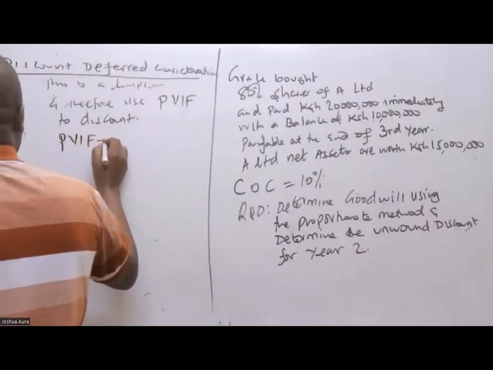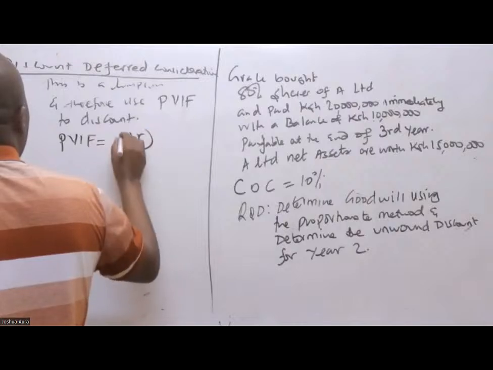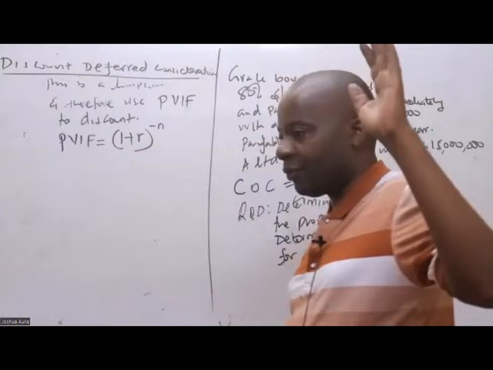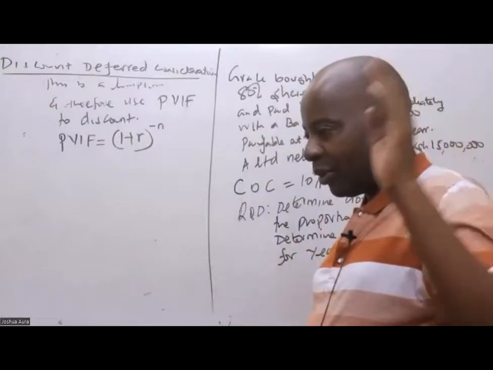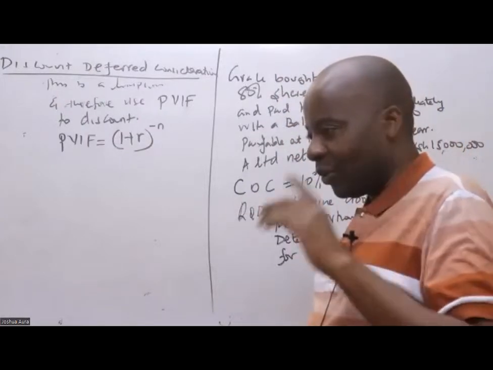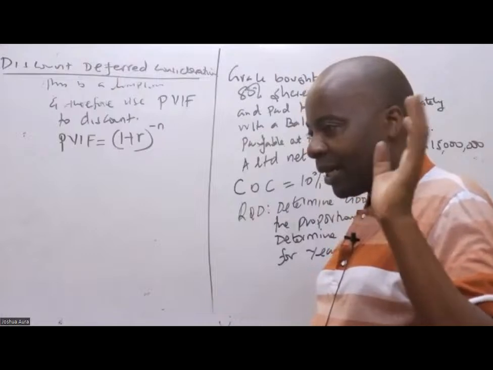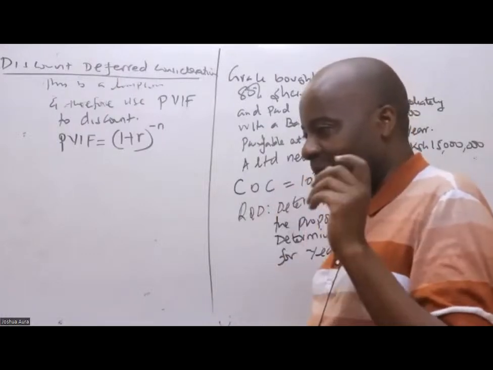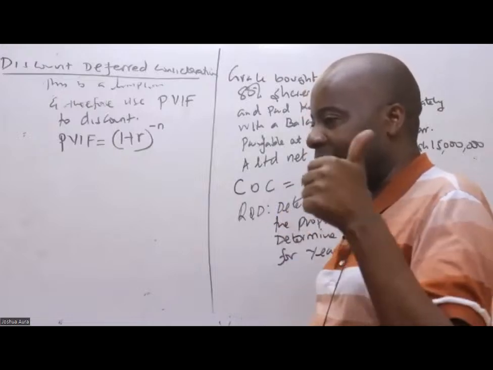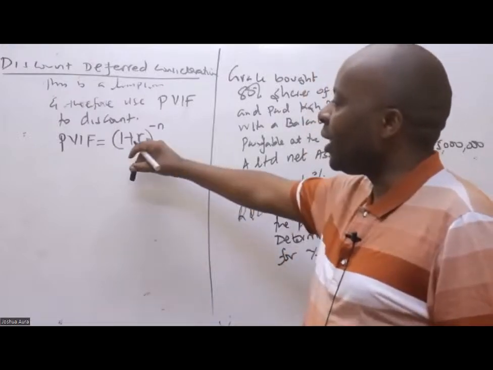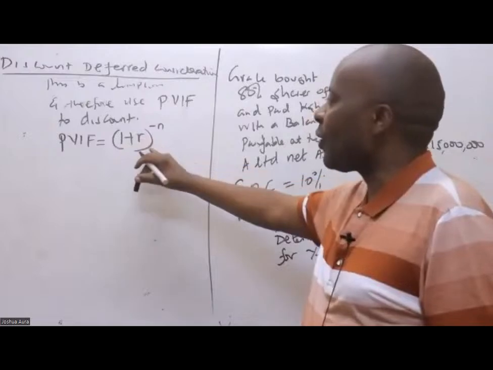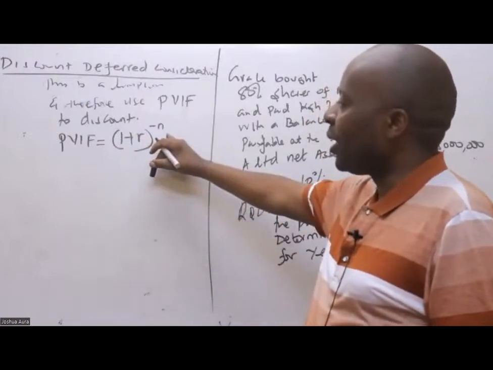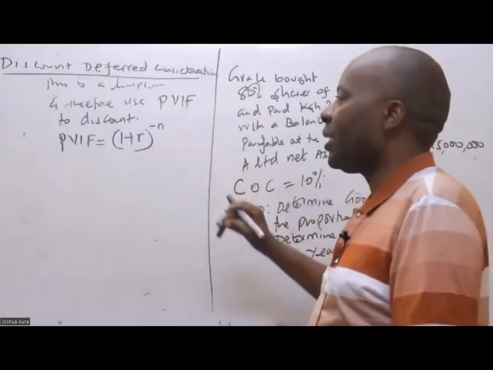I know that PVIF is 1 plus R raised to negative n. Is there anybody who is able to remember this formula? Well, we have PVFA and PVIF. PVIF is (1 plus R) raised to negative n. R is the rate of return, R is the cost of capital, and the cost of capital is 10%. N is the period. Grace will be paying this amount in 3 years' time.